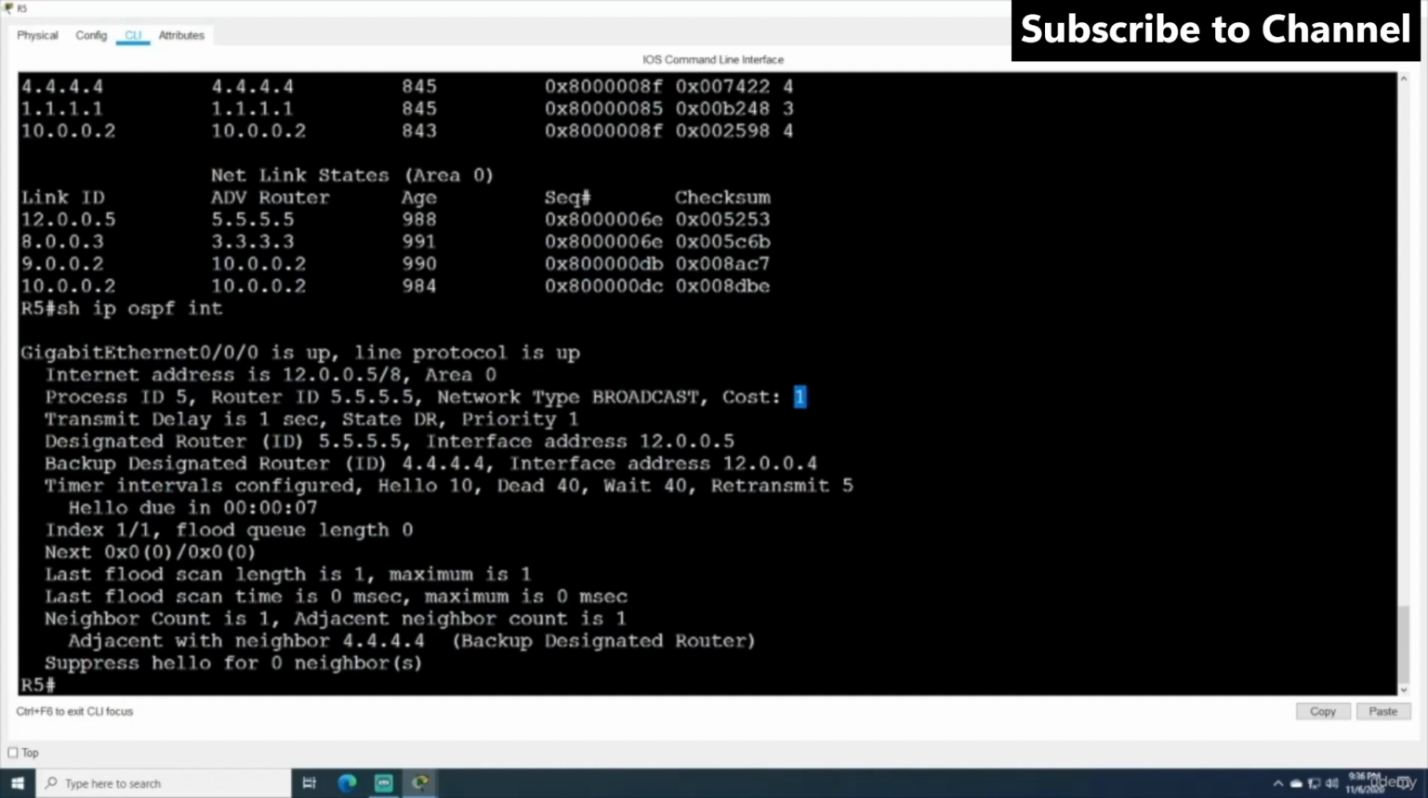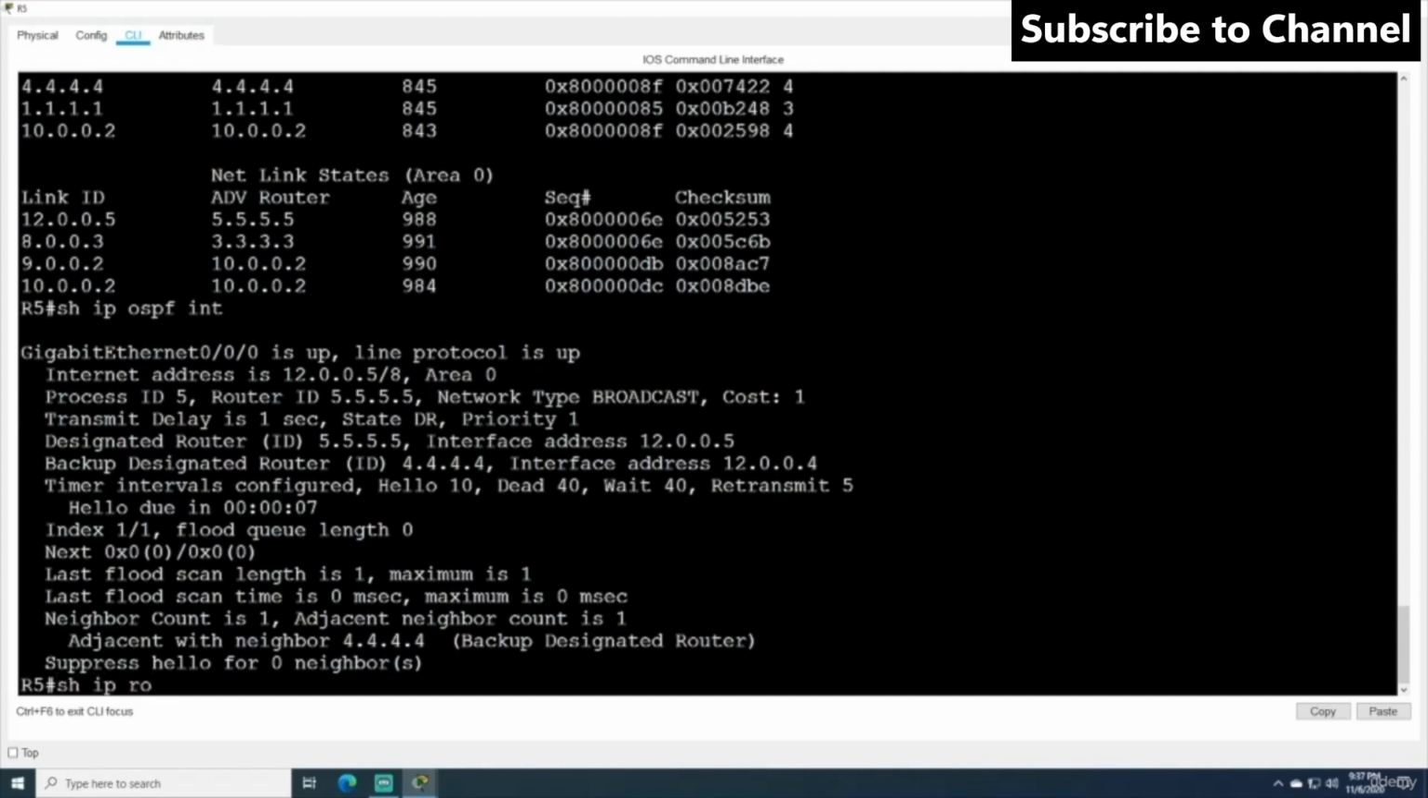We can see that the state of R5 is designated router, and that's further verified here. We can see the designated router ID of 5.5.5.5 and the interface address again, which is on router 5. We can see the backup designated router is router 4, and we can see our adjacency with router 4, and again verification that it is in fact the BDR on the 12,000 network. So let's do a show IP route command.